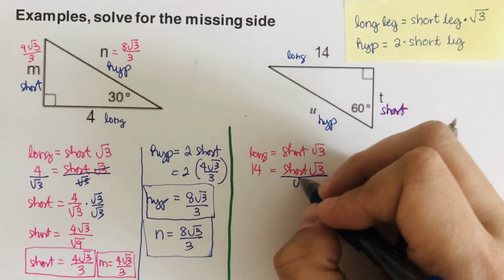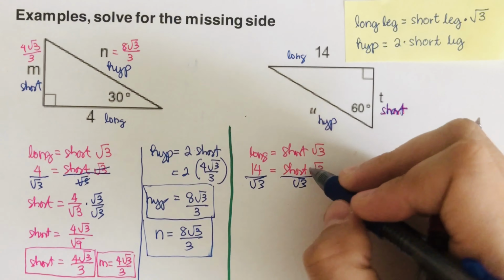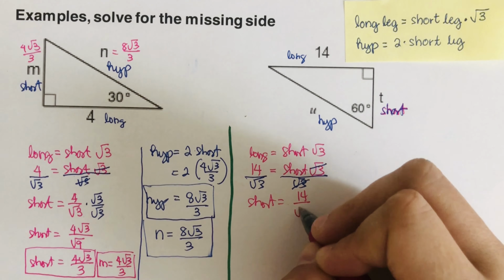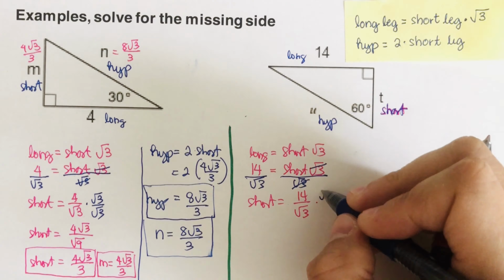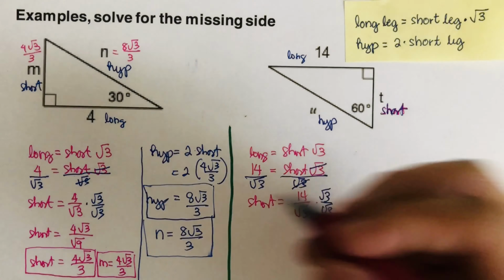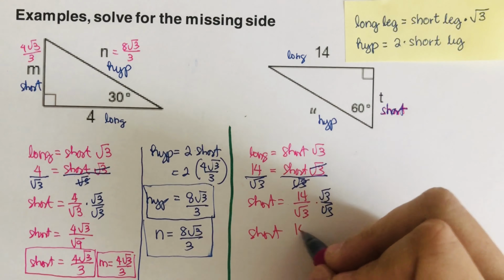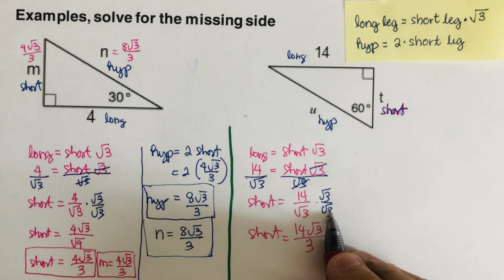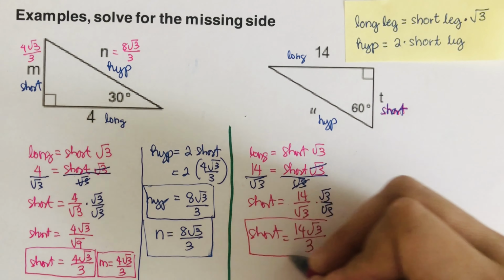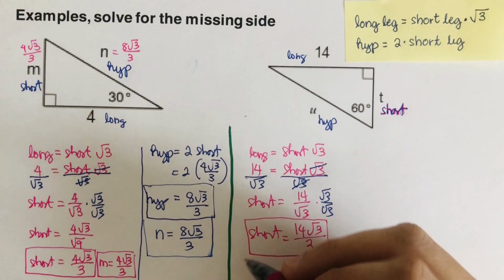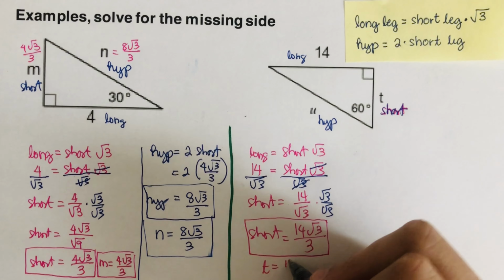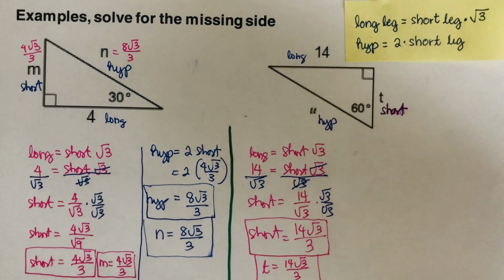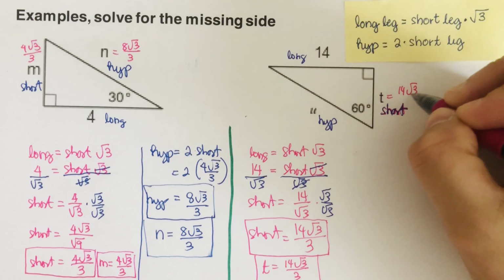Divide both sides by square root of 3. Cross this out. Then the short is equal to 14 over square root of 3, times square root of 3 over square root of 3. So the short is 14 square root of 3 over 3, since square root of 3 times square root of 3 is square root of 9, and square root of 9 is 3. This is our short, represented as letter T. That is 14 square root of 3 over 3.